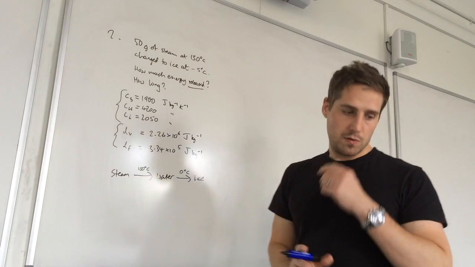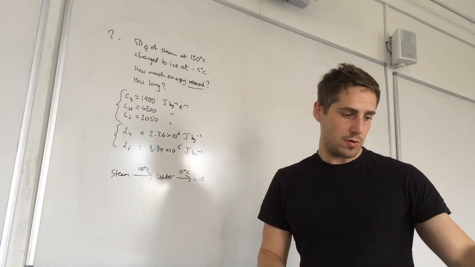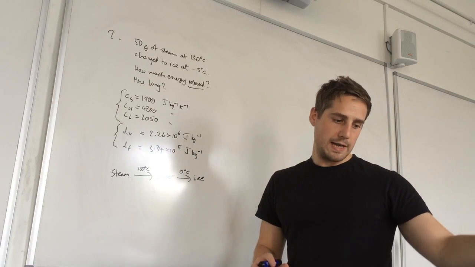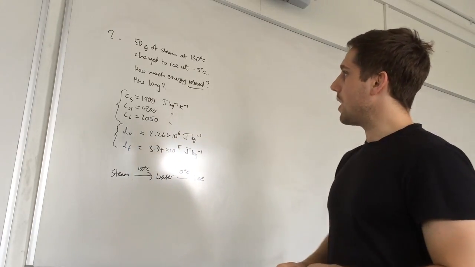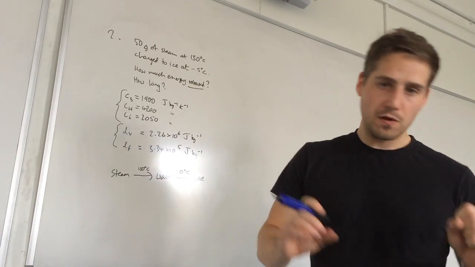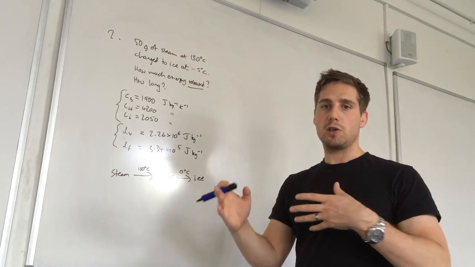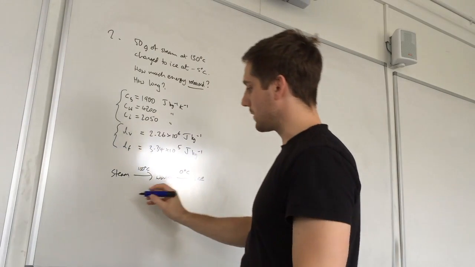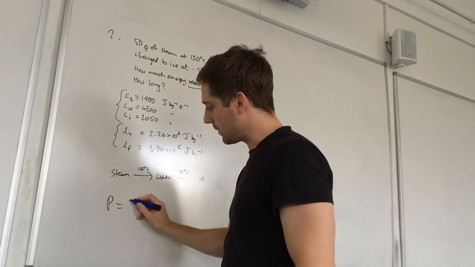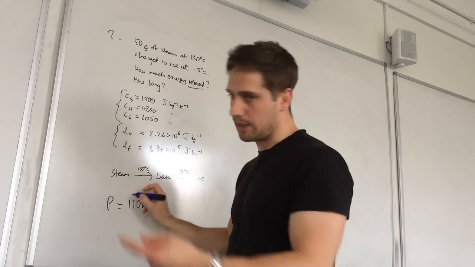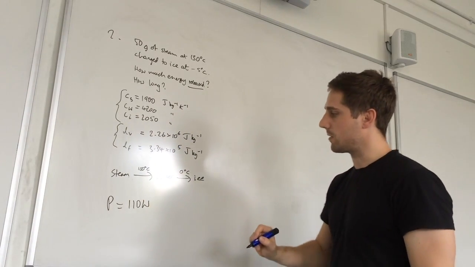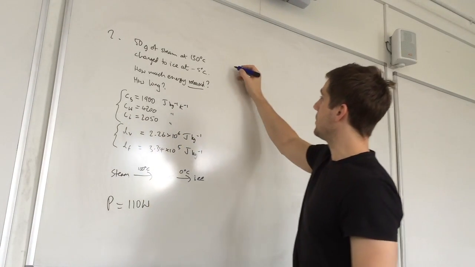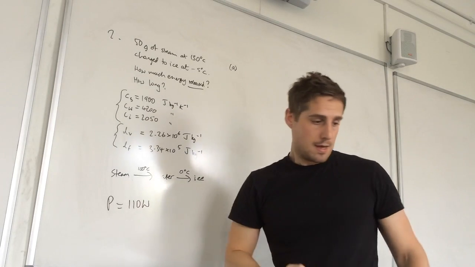We've got a few stages of the calculation to do. They're broken up for us, parts A to G. And if we were extracting the energy by some process with a power rating, the power rating in this case is 110 watts, so we'll need that when we do the time calculation. So let's get started with part A.